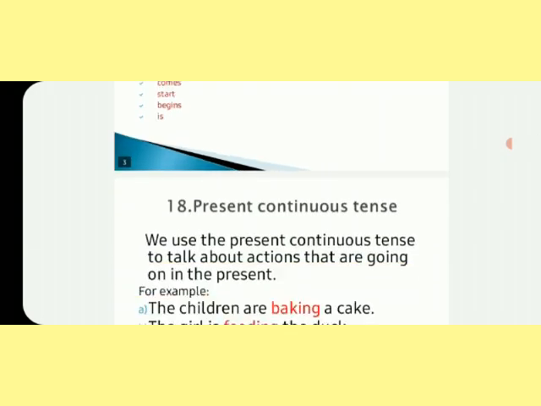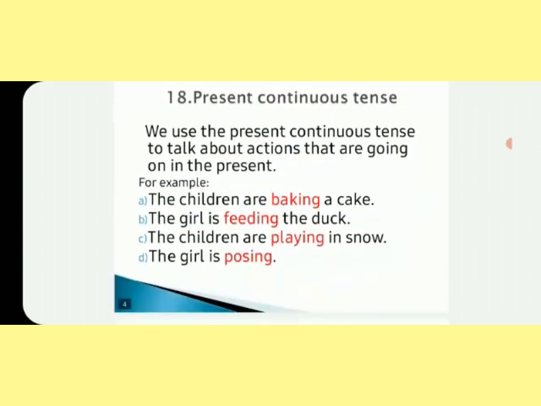So now we move on to present continuous tense. We use the present continuous tense to talk about actions that are going on in the present. So at this present moment, what is going on is I am talking to you, you are listening to me, you are watching the slides, happening at the present moment. Now let's look at the examples. The children are baking a cake. Children, plural subject, so are baking a cake.